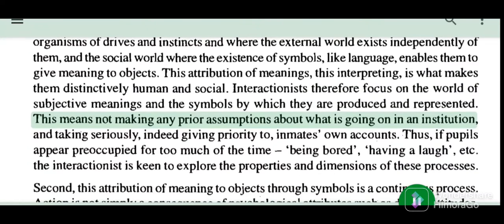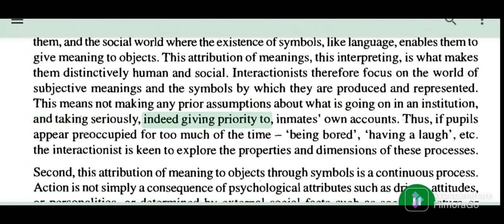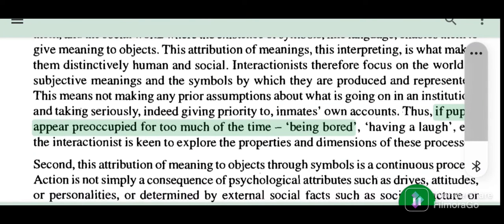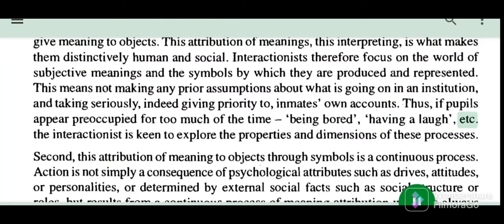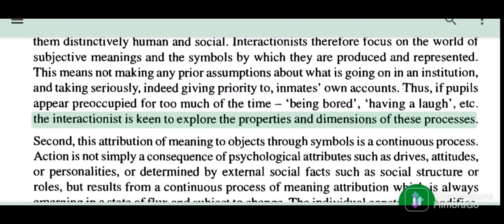This means not making any prior assumptions about what is going on in an institution, and taking seriously, indeed giving priority to, inmates' own accounts. Thus, if pupils appear preoccupied for too much of the time, being bored, having a laugh, etc., the interactionist is keen to explore the properties and dimensions of these processes.